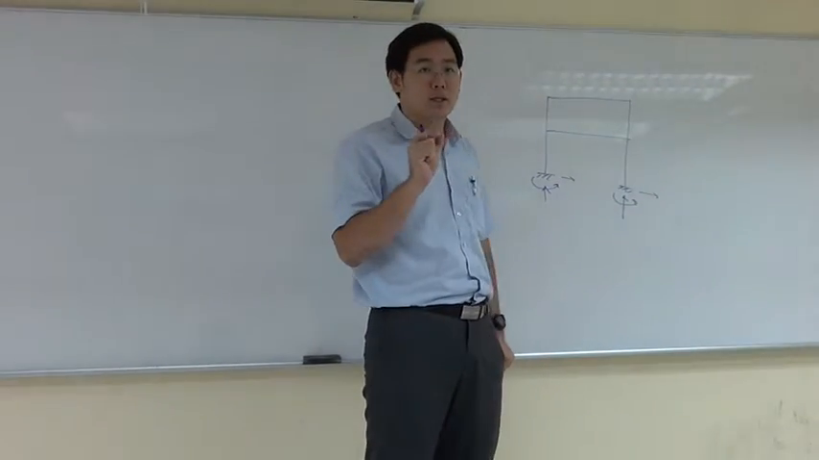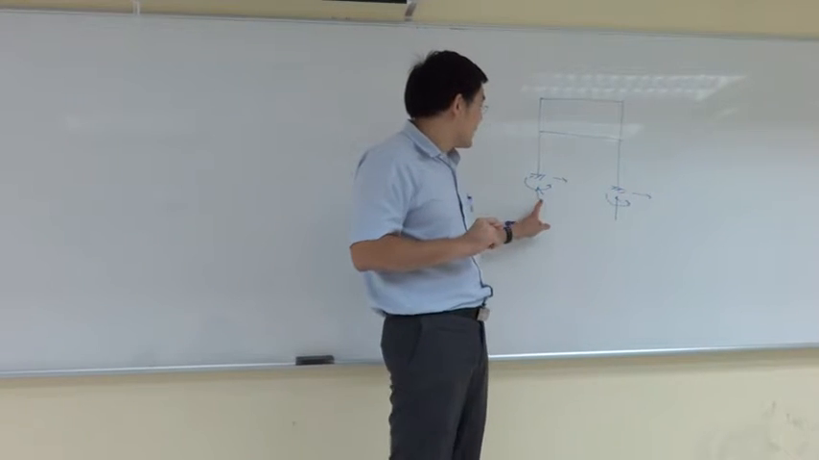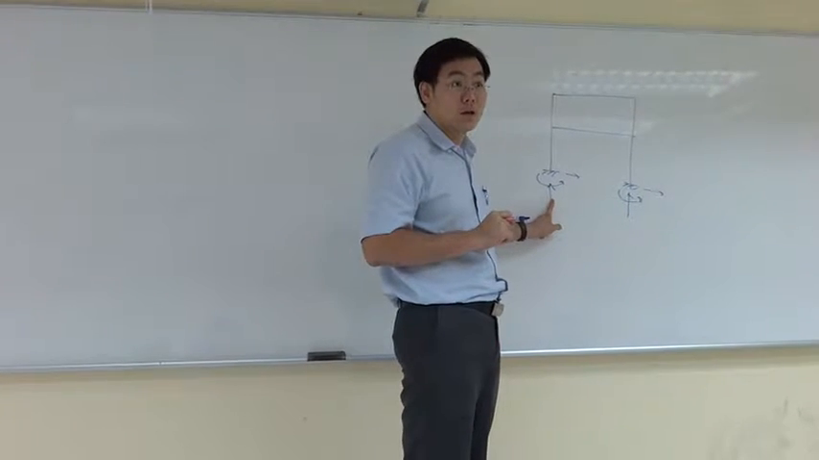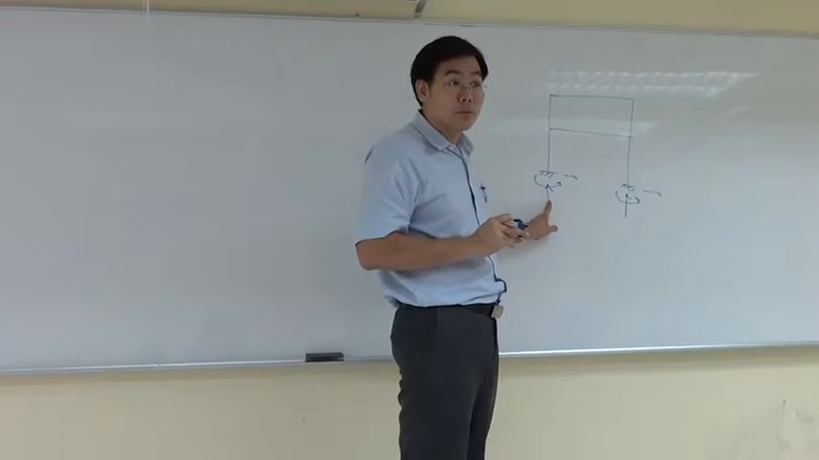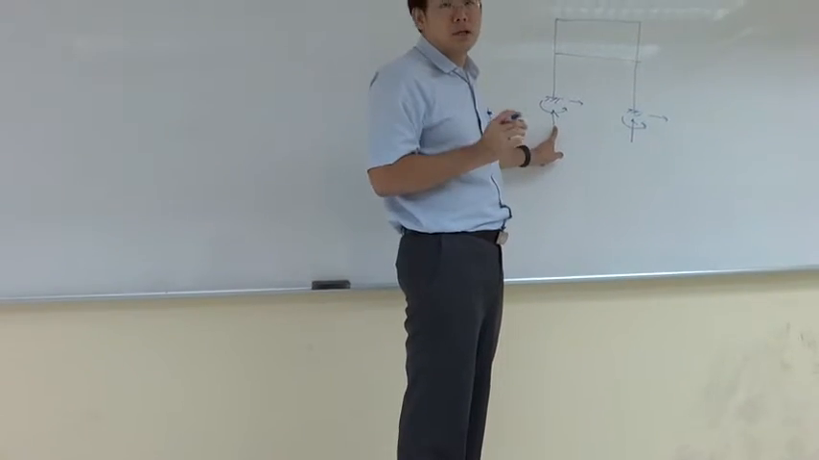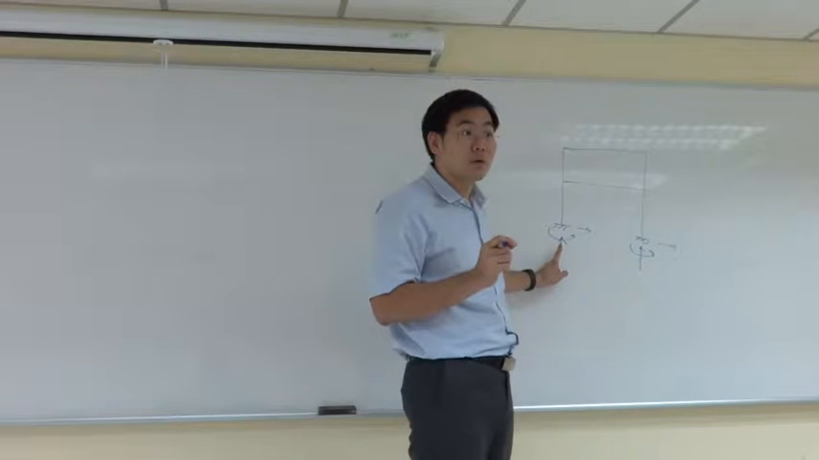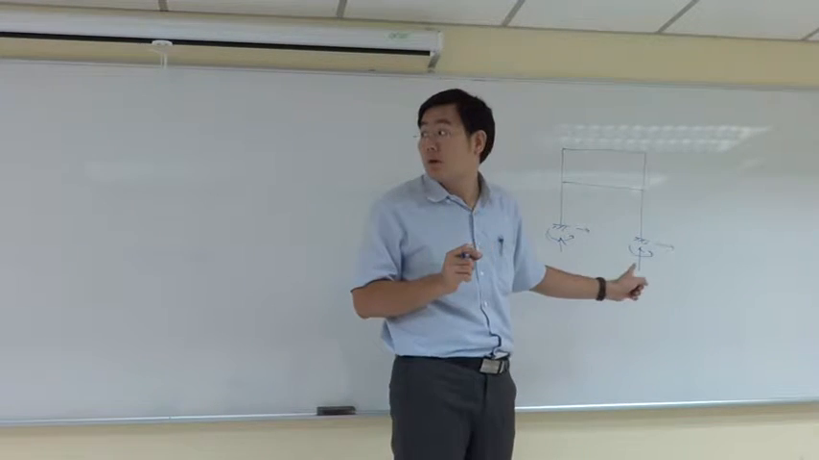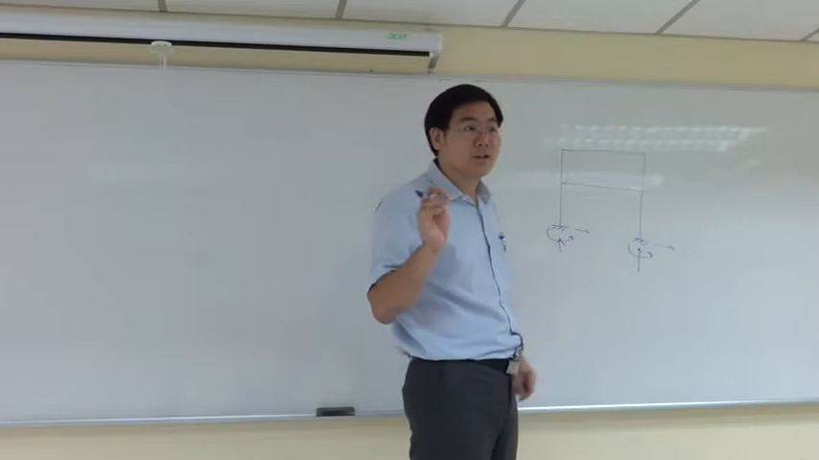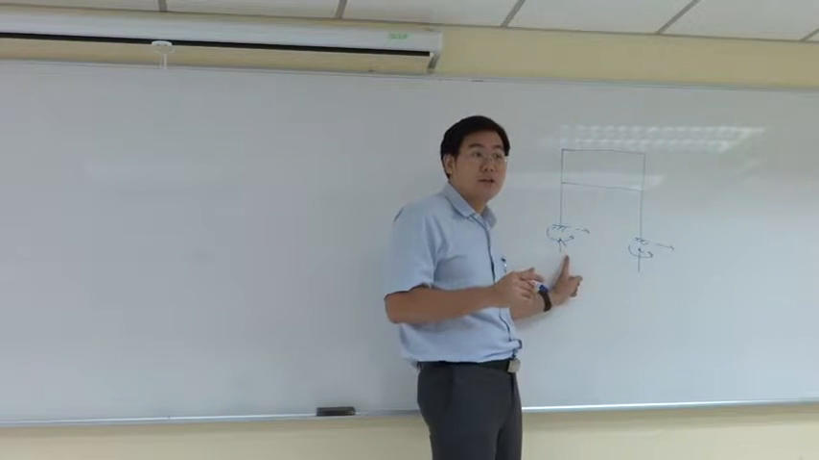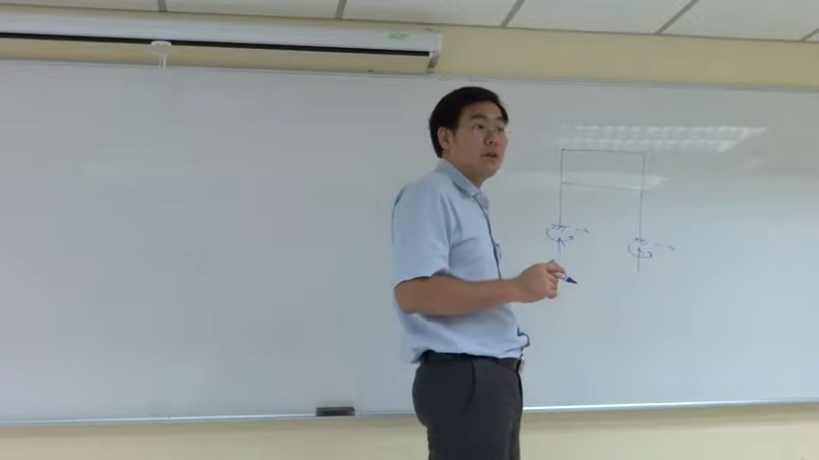What I'm saying is that initially we don't have this one, right? Now we have this one. So this one is the known degree of freedom, right? 0. We don't have any displacement at this degree of freedom.